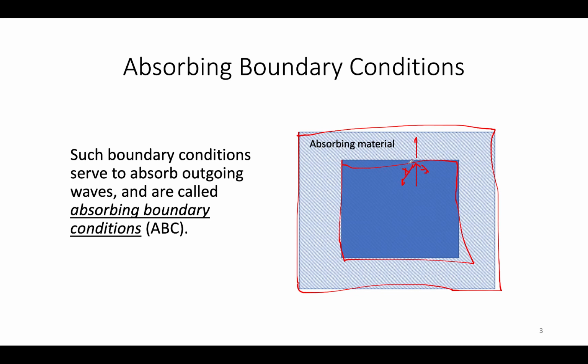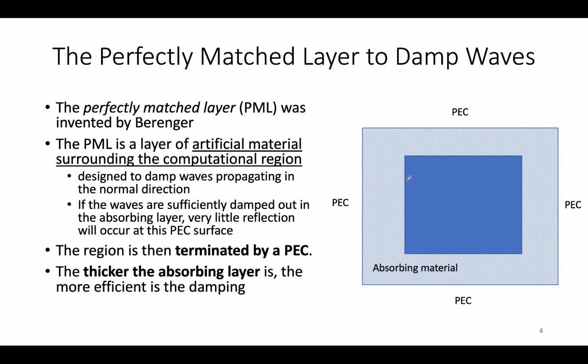So the trick is to design a material with properties such that there is no reflection coming back into the simulation domain. The most common, the most famous, and the most used open region boundary condition is called the perfectly matched layer, or PML for short. This method was designed by Berenger in a seminal paper that I will also post on the Canvas webpage.